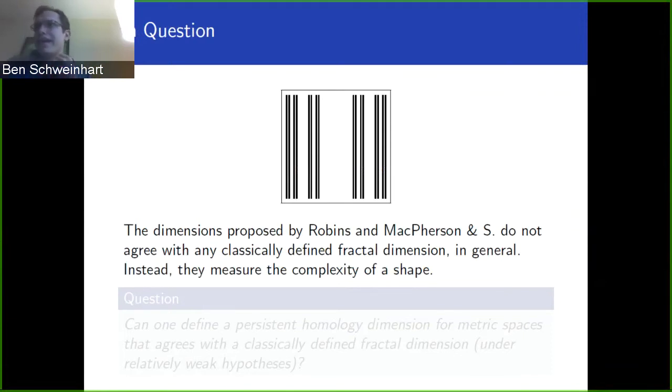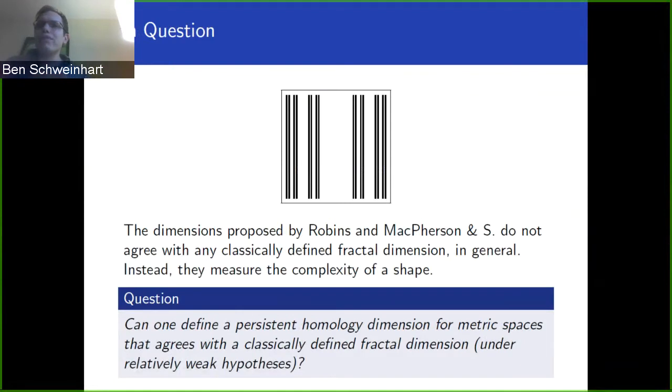So the natural question is, can one define a persistent homology dimension for metric spaces that agrees with a classically defined fractal dimension under relatively weak hypotheses? We're going to take the first step toward answering this question today.